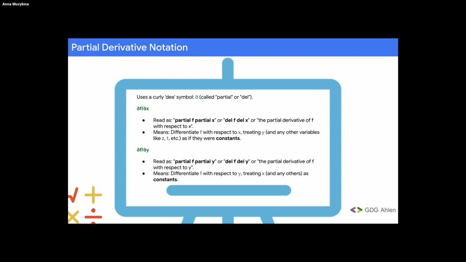The crucial rule is that when doing this calculation, you must treat all other variables like y, z, etc. as if they were fixed constants. And similarly, partial f, partial y, or del f, del y means find the partial derivative with respect to y. In this case, you treat x and any other variables besides y as constants. Essentially, you focus on one variable at a time and apply the normal differentiation rules to it while the other variables just sit there like numbers.